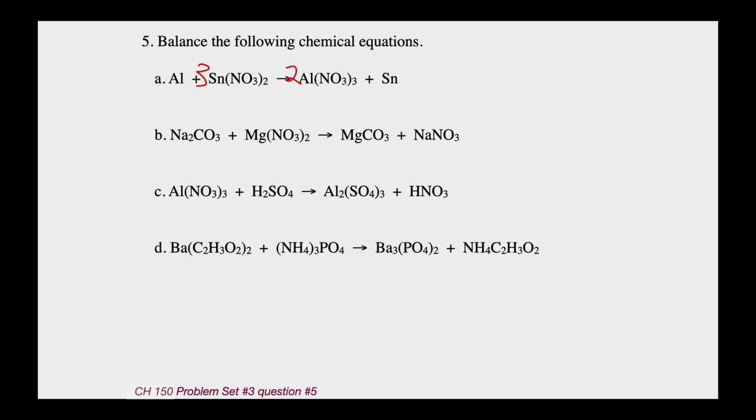So again, notice I'm not counting nitrogens and oxygens. I'm counting the whole nitrate thing here, and that'll make your life easier. Also, because aluminum and tin are by themselves, you can just balance out those pretty easy. So on the right side, the product side, we had to put a 2 in front of the aluminum nitrate to make the nitrates balanced. We'll put a 2 in front of the aluminum.